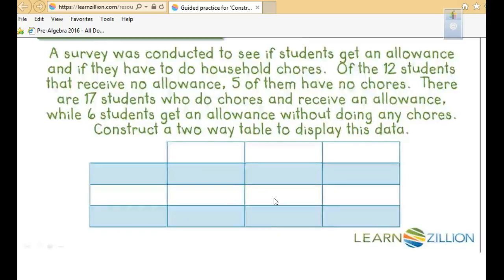Hit pause if you want to try this problem. I don't want you to try it. I want you to just go through it. If you get stuck, or if you would like to see me do it, press play again. Now watch me do it.